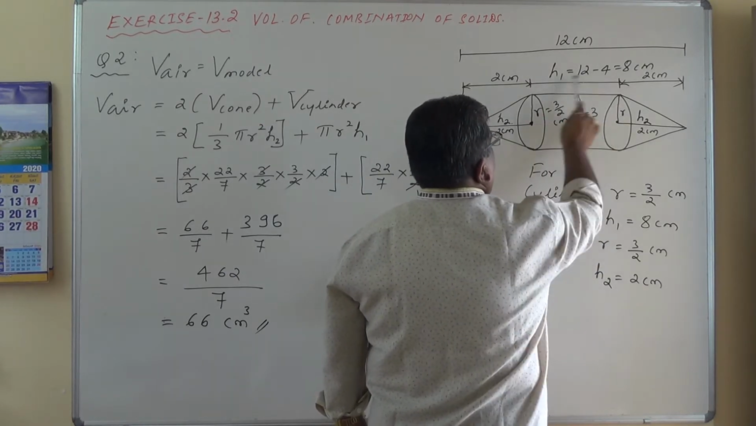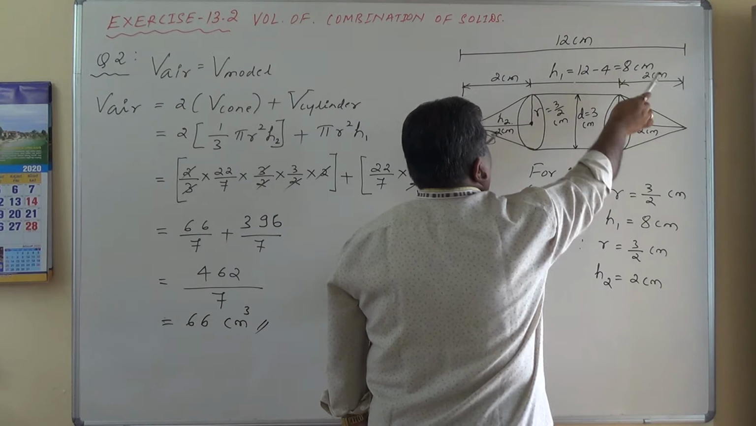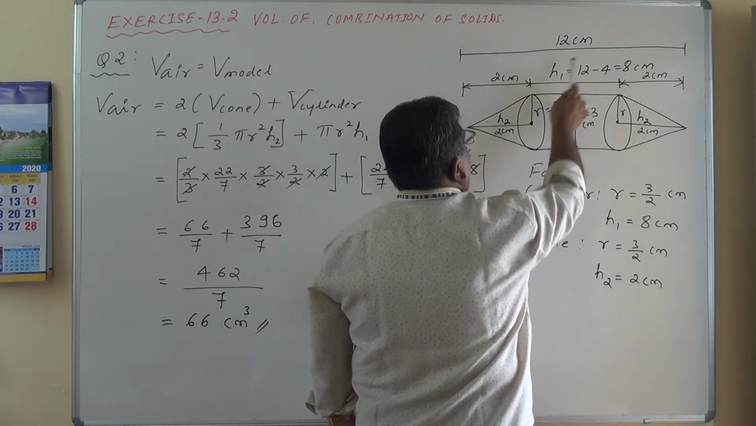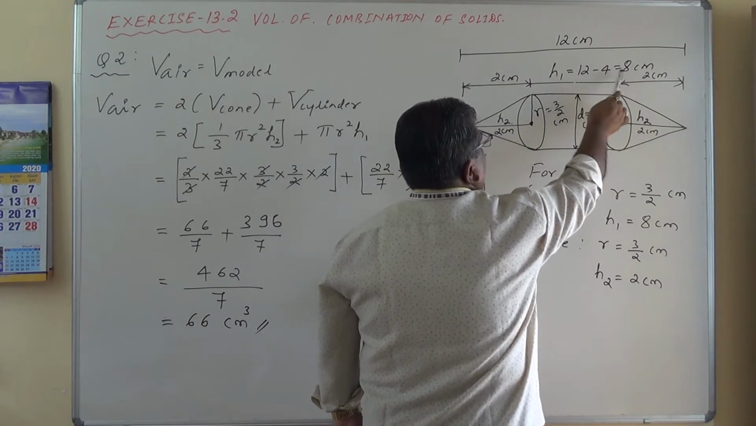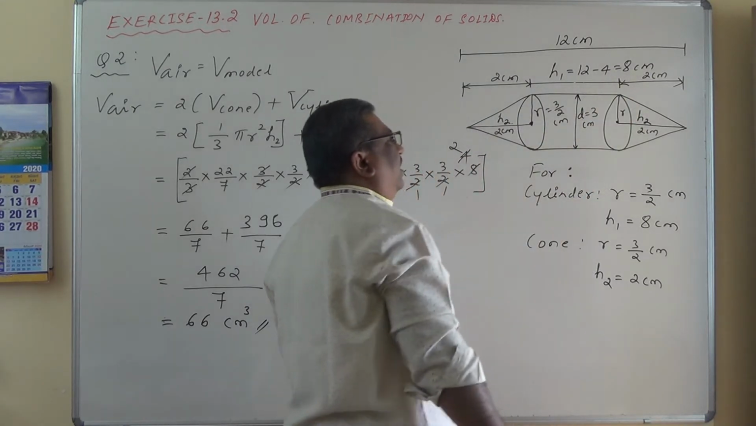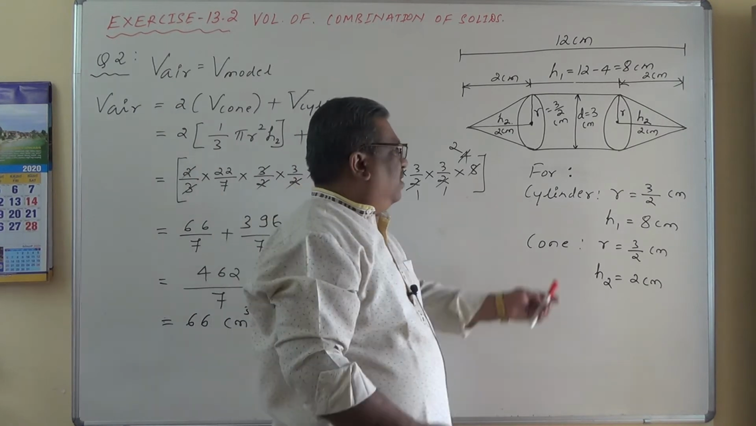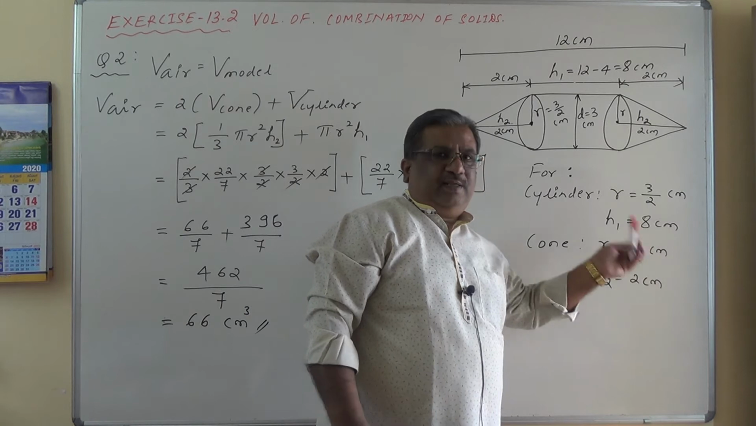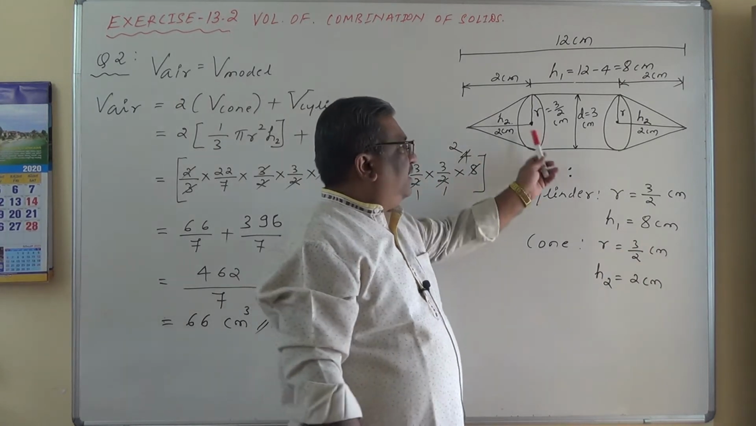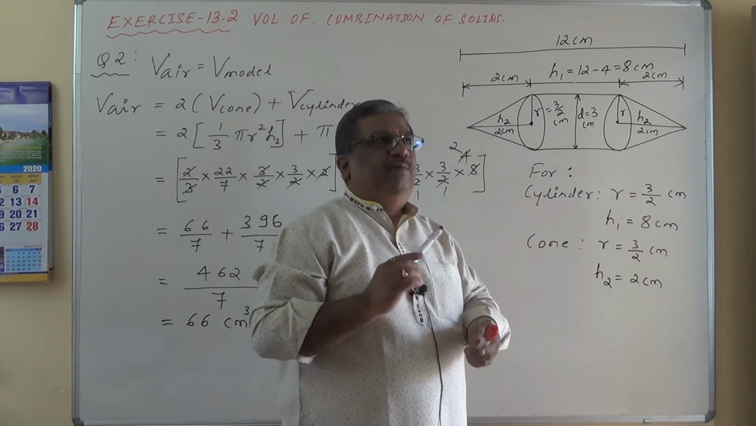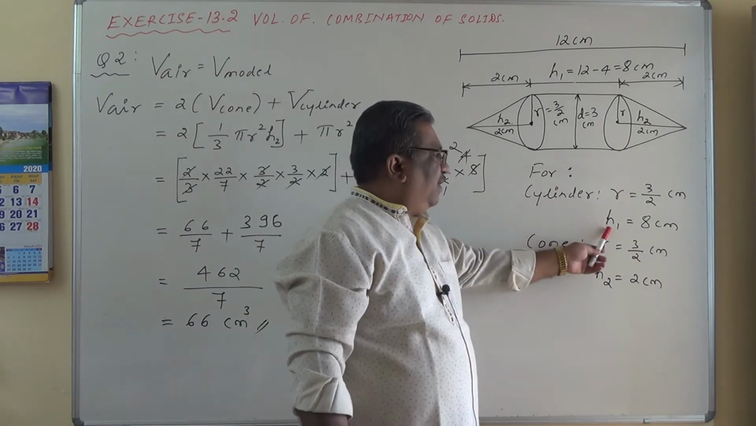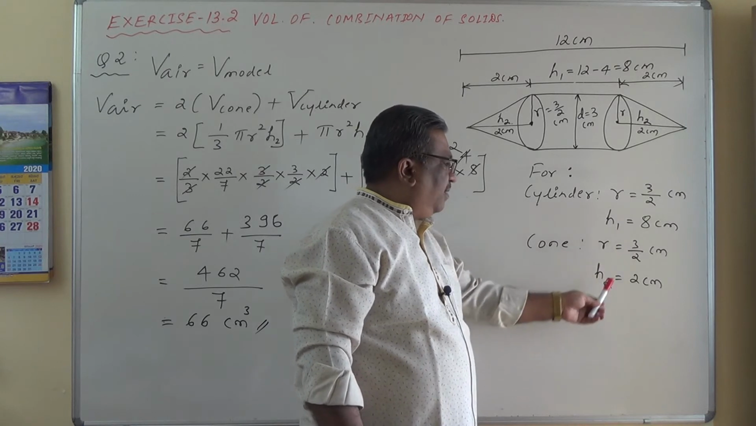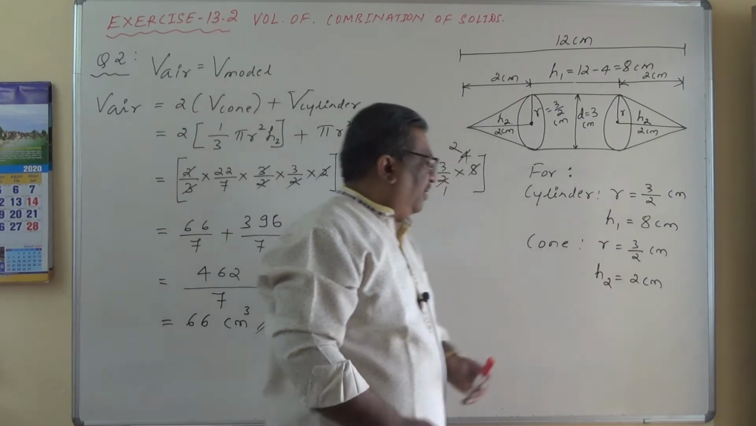What about the height here? How do you calculate this height? Total height minus the height of each of the cones, that is 12 centimeter minus 2 plus 2, that is 4 centimeter, gives you 8 centimeter as the height of the cylinder. Is it clear? So for the cylinder, radius is 3 by 2 centimeter and height is 8 centimeter, h1. As heights of cones and cylinder are different, I am using h1 and h2 over here. h1, height of the cylinder, 8 centimeter. For the cone, radius is 3 by 2 centimeter and h2 is 2 centimeter.